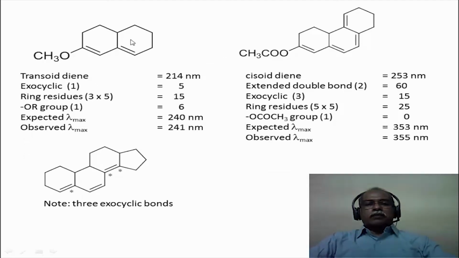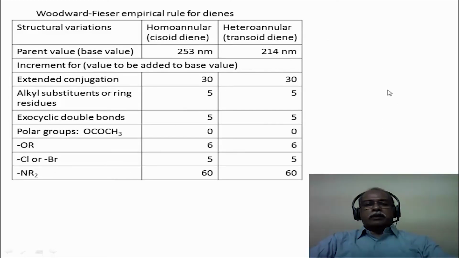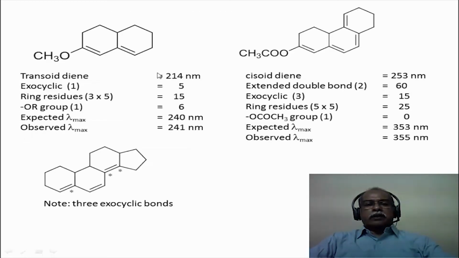If we consider this molecule here, this is a heteroannular transoid diene. So for the heteroannular transoid diene, the base value is 240 nanometers. So the 240 nanometers is taken. There is an exocyclic double bond. If you look at this double bond, it is exocyclic to this ring. So one exocyclic double bond will add about 5 nanometers.